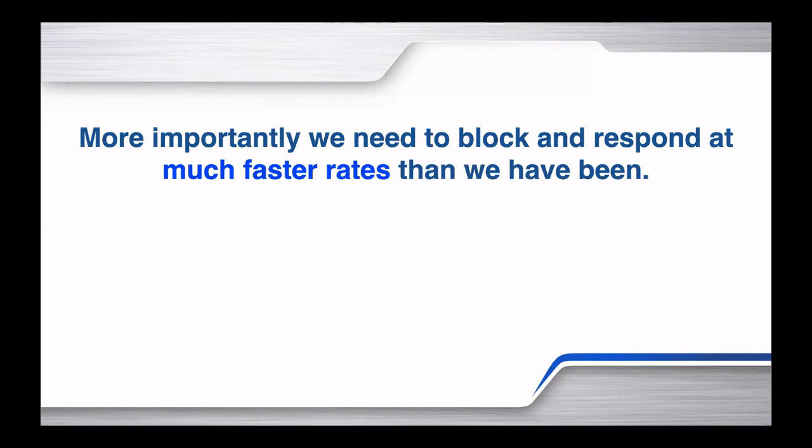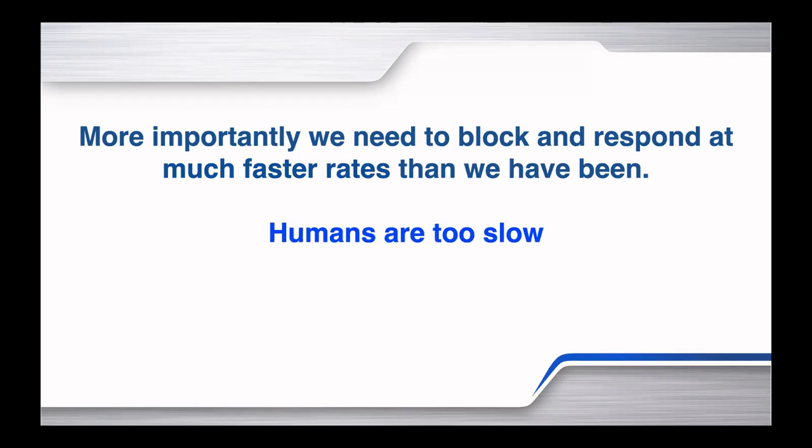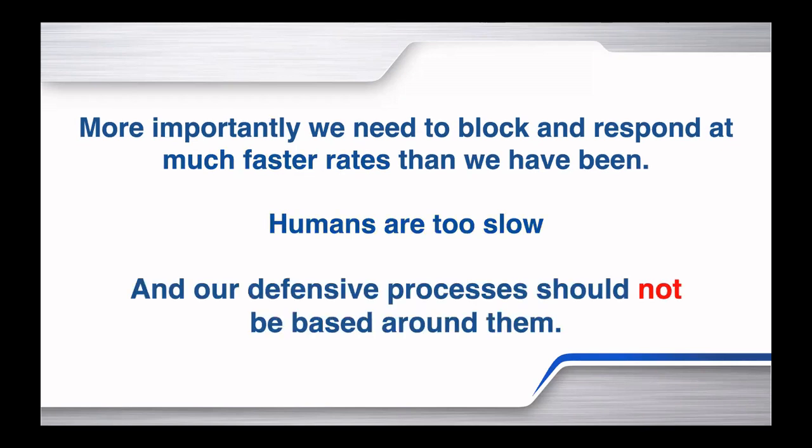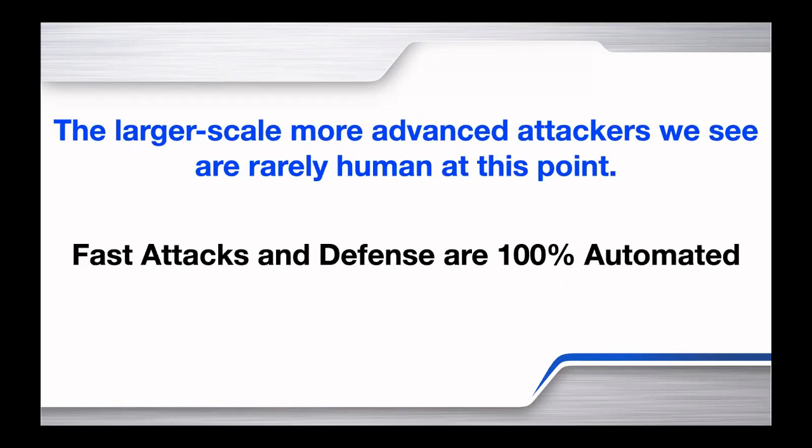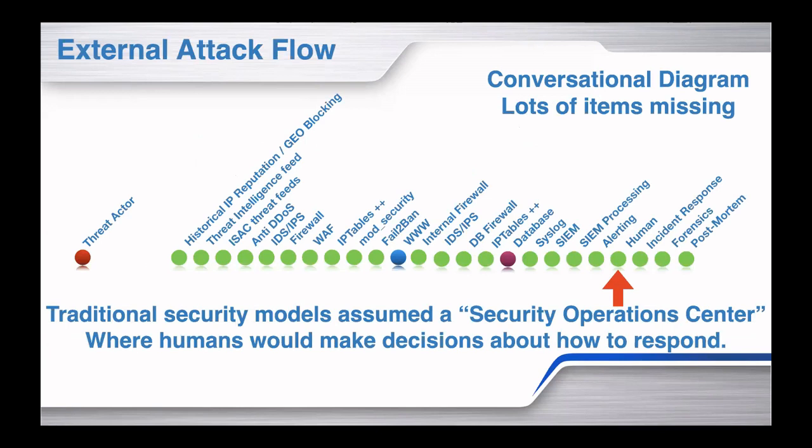So it's really important that we start doing our defenses in a more automated fashion. Humans are way too slow, and our defensive processes should not be based around them. The larger, more advanced attackers are rarely human at this point. What I mean is we're rarely seeing manual attacks as the first point of attack. We may see them expanding or gathering more information internally, but those initial attacks are almost always automated and super fast. We need to have our defenses equally automated.